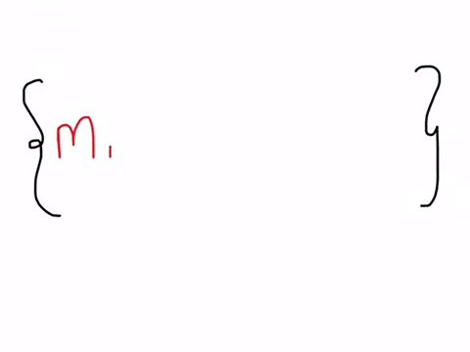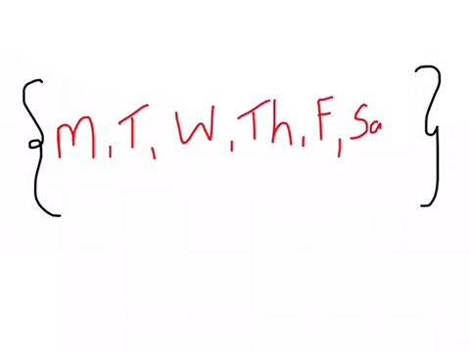All right, next one. If you were to put all the days of the week in a hat and you were to pick one out of the hat, what would your sample space be? So if you put your curly brackets in, your sample space would be everything that's possible. So you have Monday, Tuesday, Wednesday, Thursday, Friday, Saturday, and Sunday. That's it. So you're listing every single thing.